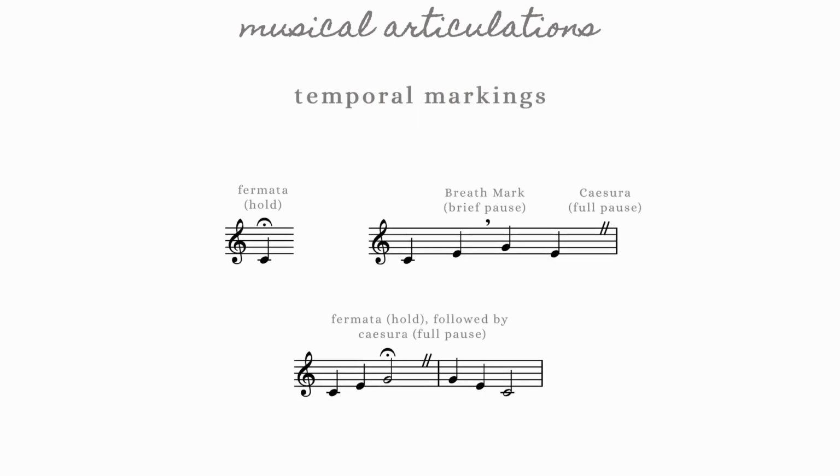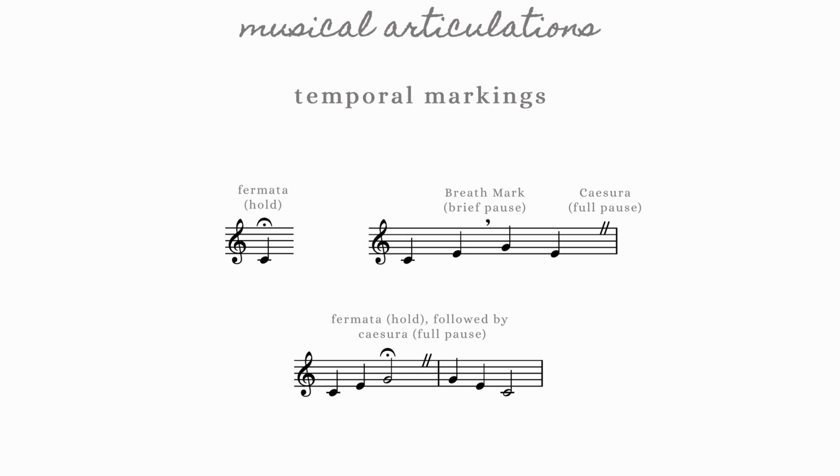Next we have a few temporal markings, meaning markings in the score that adjust tempo or pause time. These aren't really articulations, but I thought I'd mention them anyway. Fermatas can be placed over notes, rests, or bar lines and indicate a hold or pause. When placed over notes, the note is held for a longer duration, for however long the performer or conductor feels appropriate. The fermata marking can also be accompanied by text indicating short, long, or very long.